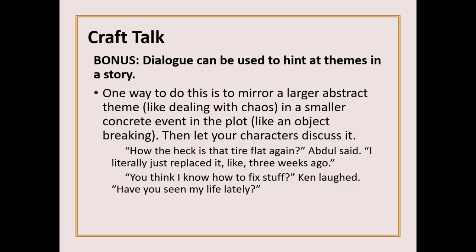Dialogue can also be used to hint at themes in a story, and this is one of my favorite ways to use it. One way to do this is to mirror a larger abstract theme in your story. Let's say it's dealing with chaos in a smaller concrete event in the plot, such as an object breaking, and then let your characters discuss it.